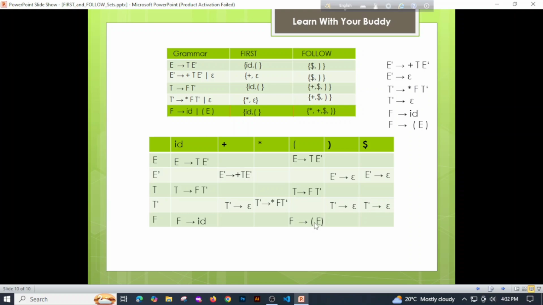Till then, stay safe, take care, and please keep practicing these things: first, follow, and so on for compiler design. So yeah, that's all.